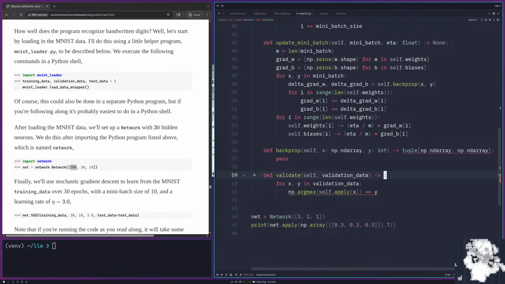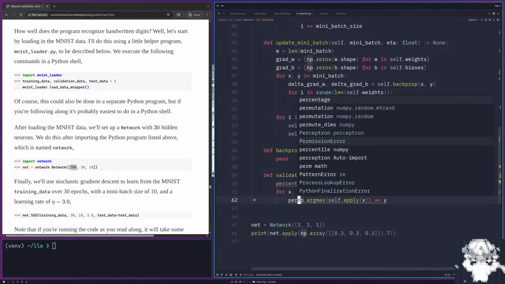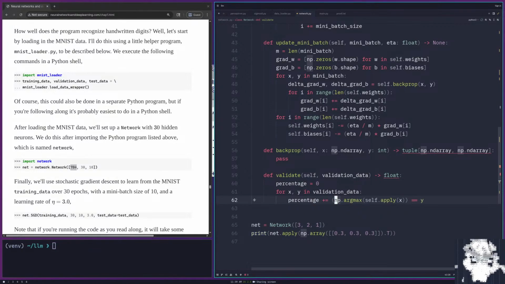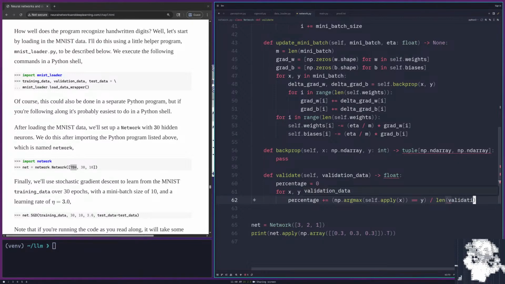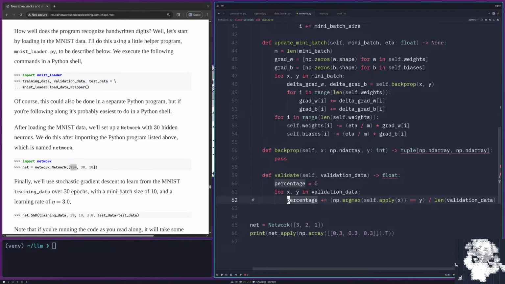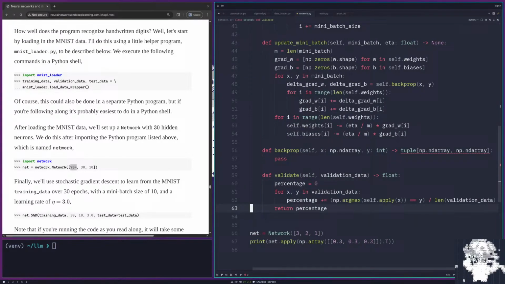Validate returns percentage. Percentage equals 0. And it goes up by percentage plus equals this over length of validation data. Return percentage. So I think this works.